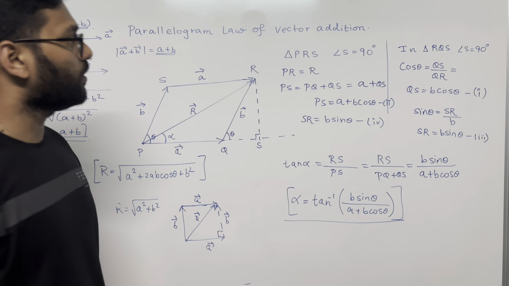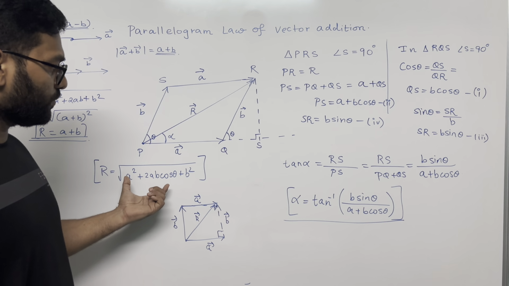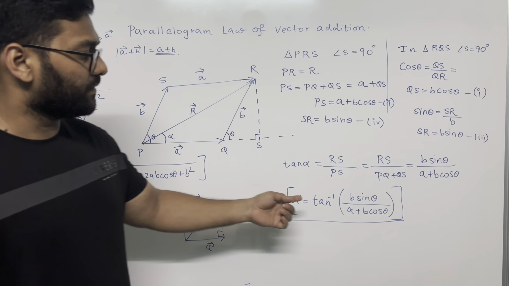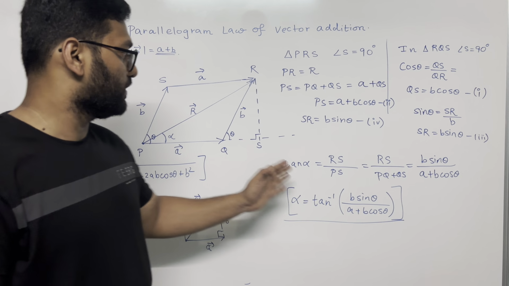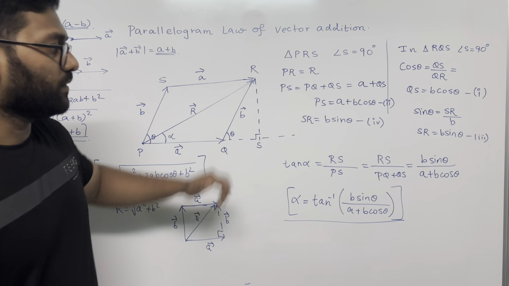So the parallelogram law of vector addition is very crucial because it tells you not only the magnitude of the resultant vector, but also the direction of that vector, which is nothing but the angle that the resultant vector makes with the positive x-axis.